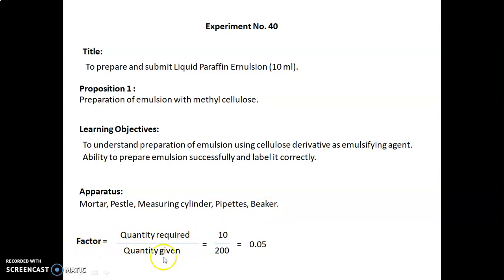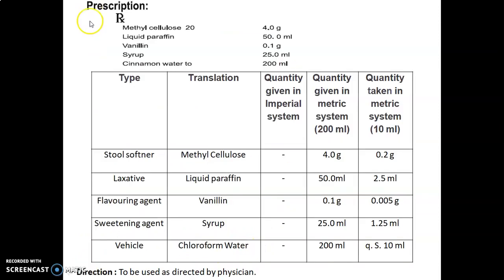Factor is calculated as quantity required upon quantity given, which is 10/200, that is equal to 0.05. The prescription is given here with the symbol Rx. Then we have this formula table. Type means the role, category or use of the ingredient, translation means the name of the ingredient. Quantity given in the imperial system is not given here. We have the quantities directly in the metric system, for preparing 200 ml, and quantity taken in the metric system to prepare up to 10 ml. So first of all we have methyl cellulose, which is used as a stool softener.